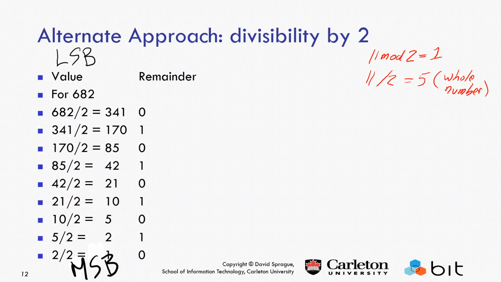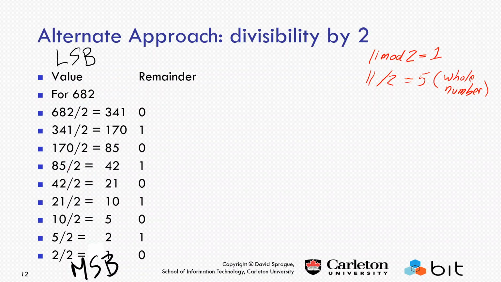341 divided by 2 does give me a remainder. It's an odd number. So that's 170 with remainder 1. Right? 170 plus 170 plus 1 is equal to 341. 170 divided by 2, well, 170 is an even number. Divided by 2, I'm going to get 85. 85 plus 85 is 170 with remainder 0.